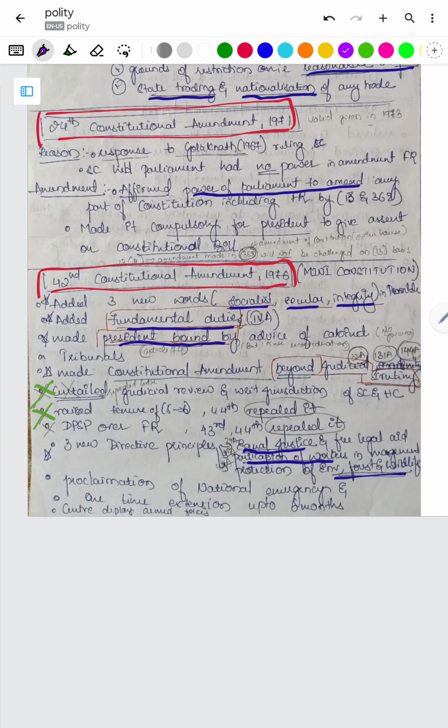It made the president bound by the advice of the cabinet. It's also very important. Article 74. That is the 42nd Amendment Act. Next, it made constitutional amendment beyond judicial scrutiny for some of the articles.